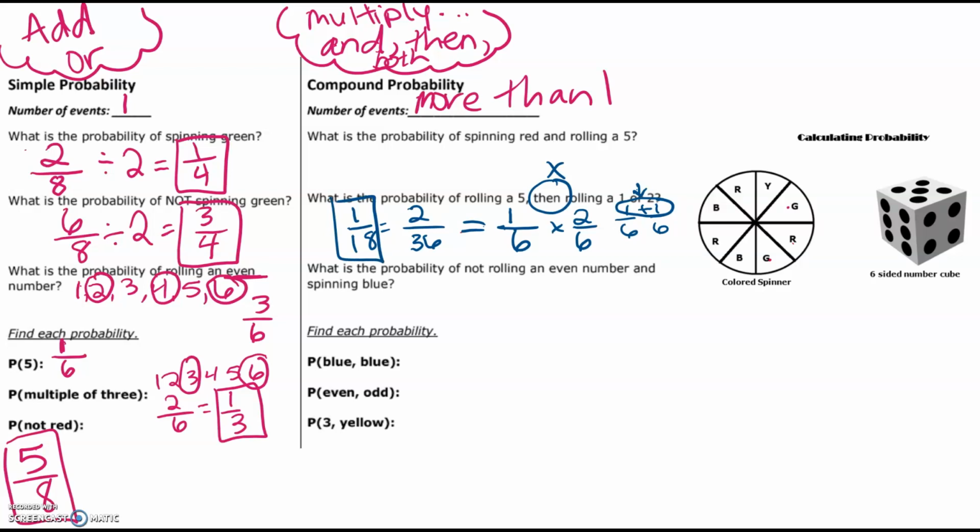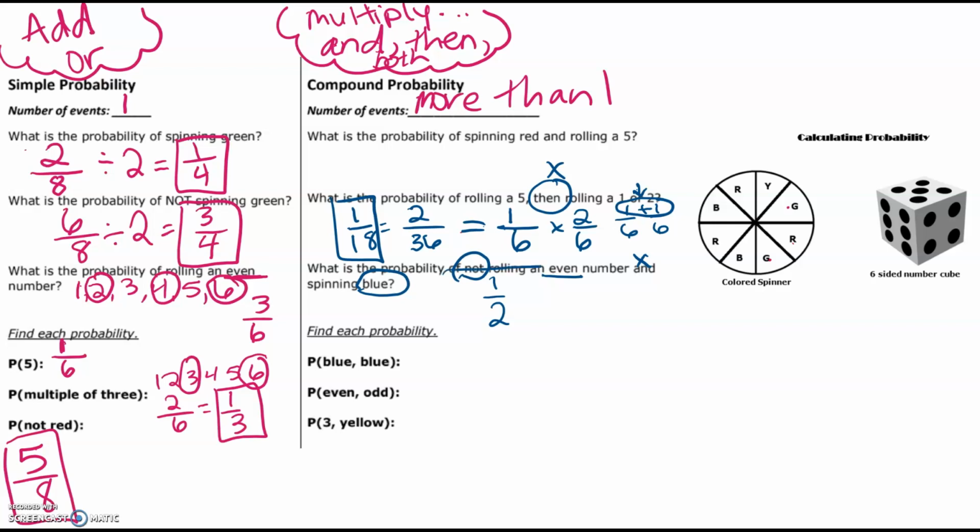So the next question is, what is the probability of not rolling an even number, not even, and also tells us to multiply, and spinning blue. So we're looking for blue, but not even, which means odd numbers. Well, on the rolling die, there's 6 numbers, and half of them are even and half of them are odd, right? So the probability of not rolling an odd number is 1/2. I'm sorry, not rolling an even number, because if it's not even, then it's odd, and that's 1/2.